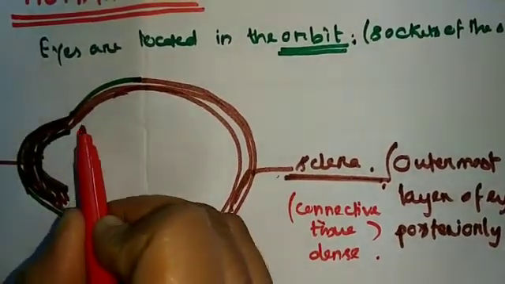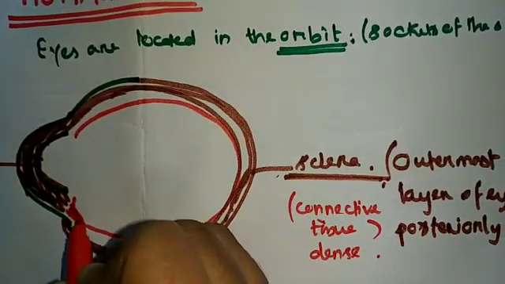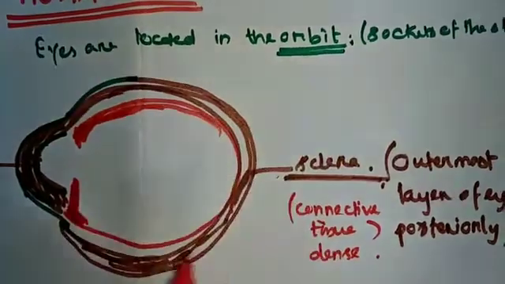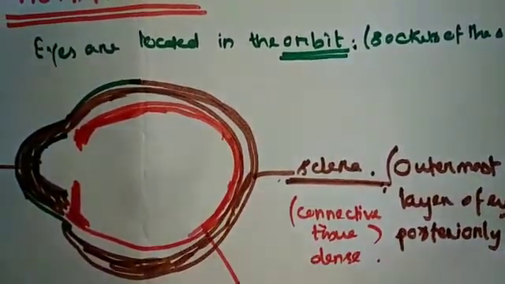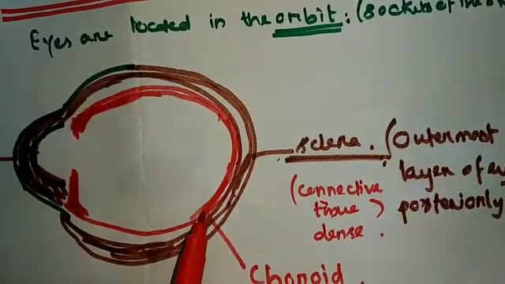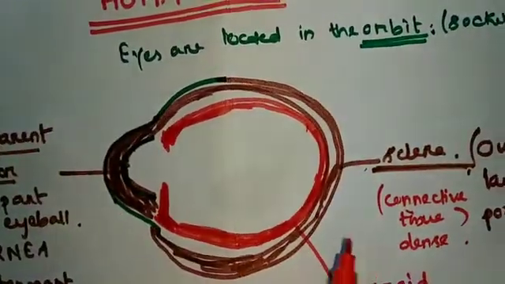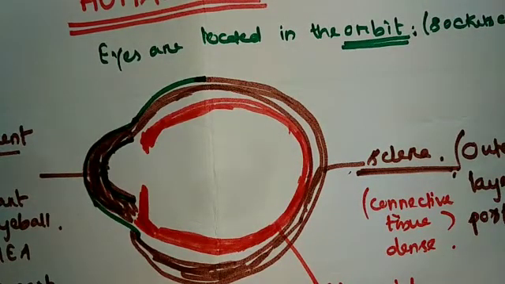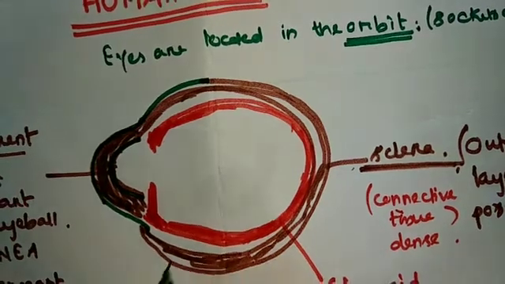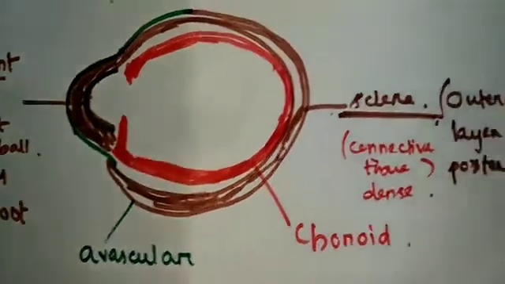Now the middle layer I am drawing with red color because the middle layer is known as choroid, C-H-O-R-O-I-D. I have drawn it with red color because it has blood supply. But the cornea and the sclera do not have any blood supply, which means they are avascular. The outermost layer is avascular, but the choroid, which I have drawn with red color, is vascular.